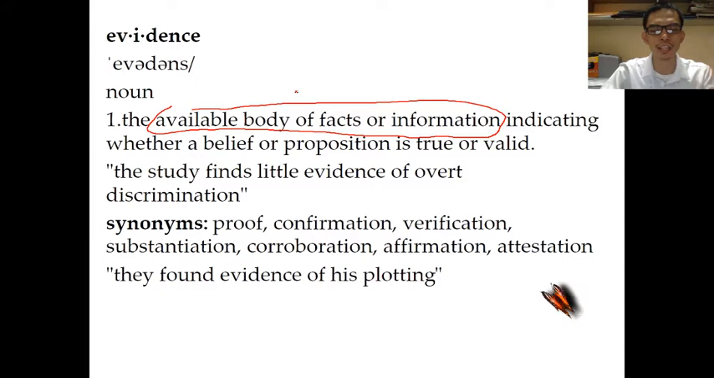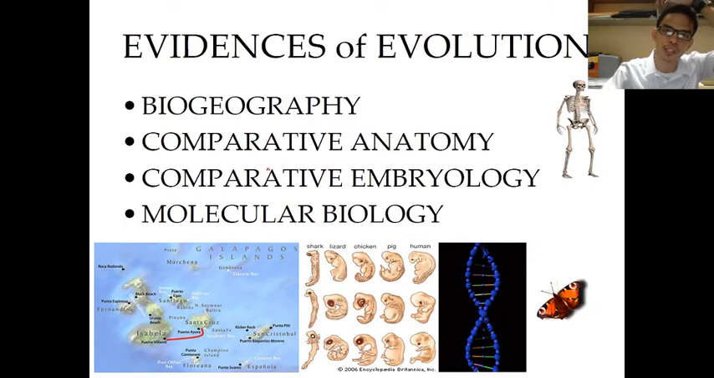Meaning to say, when we present evidence, we need facts or information that will support a particular idea. So what's the idea here? Evolution. What is needed? Evidences. Evidences can be by observation, or an actual specimen or actual object that will support the idea called evolution. So these are the evidences of evolution.